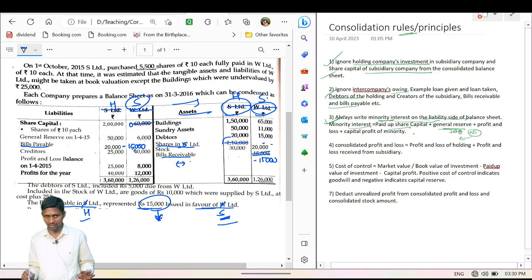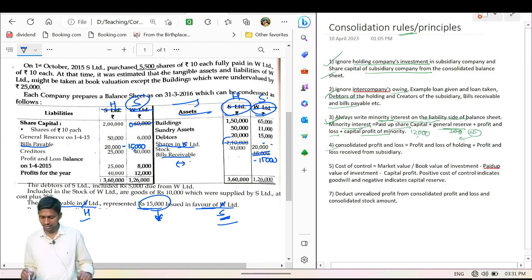Their share capital is 60,000, but you will not find the full 60,000. 80% is purchased by the holding company. Therefore, 20%, that is 12,000, is the minority's share capital. Consider that in calculating minority interest, not the full share capital but their share in the share capital, their share in general reserve, their share in profit and loss, and their share in the capital profit of the company. Correct. If you add all, you will get the minority interest, and they are asking us to write minority interest on which side? Liability side of the balance sheet.